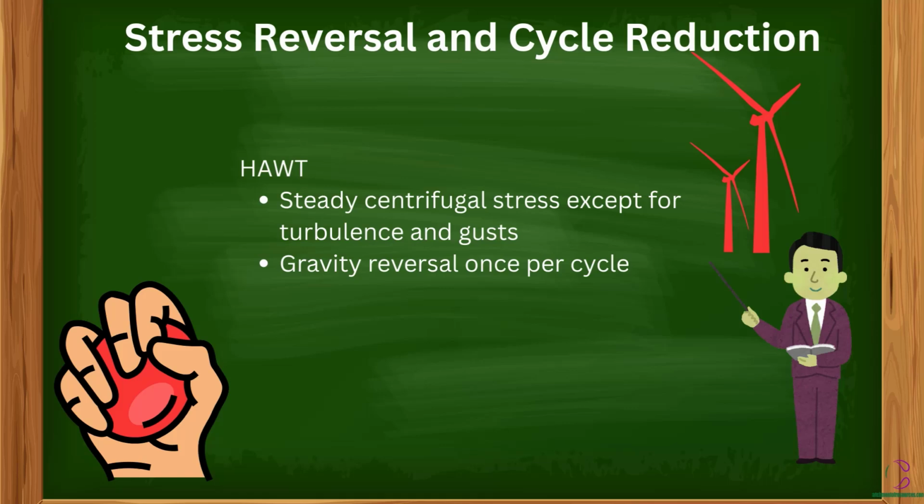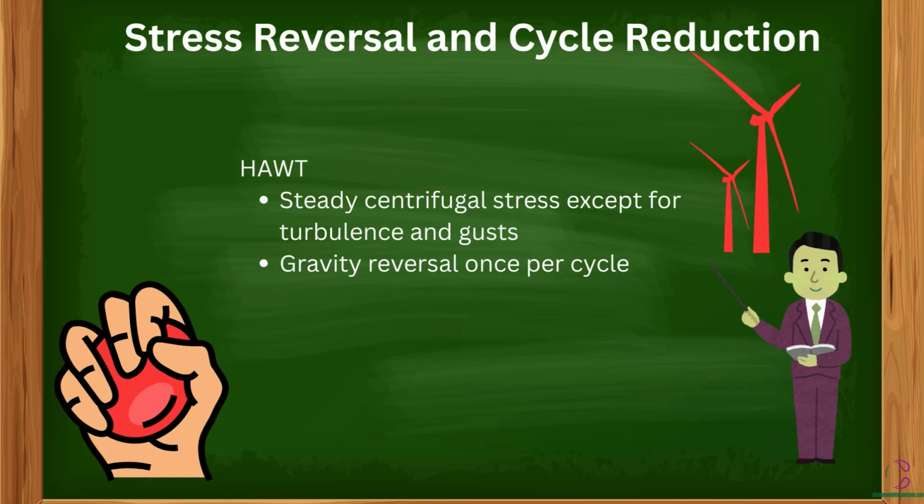Then for the horizontal axis wind turbine, you see that there is steady centrifugal stress, except for cases where you have turbulence or gust. Also, the gravity reverses once per cycle, but the gravity compared to the wind load is negligible, so it doesn't really have so much of an impact on the system.